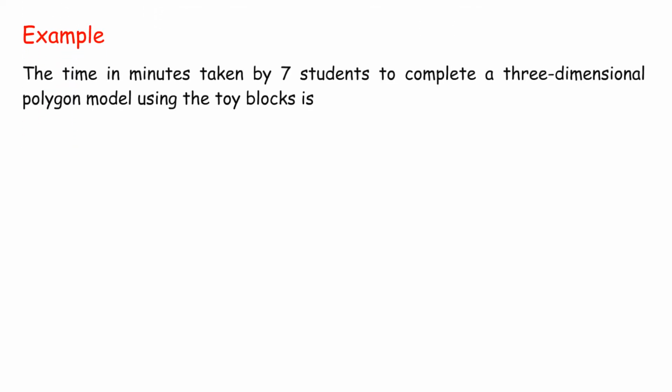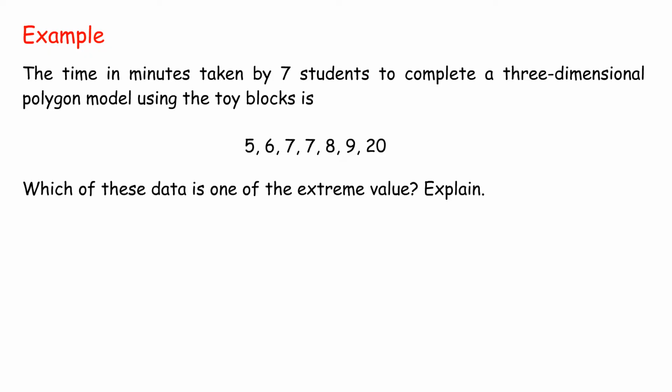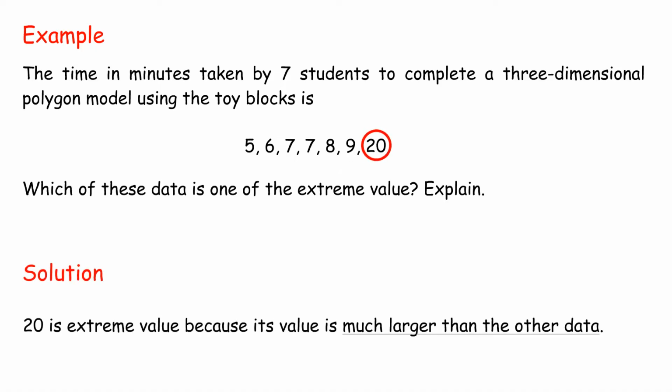Example: the time in minutes taken by 7 students to complete a 3-dimensional polygon model using toy blocks is 5, 6, 7, 7, 8, 9, 20. Which of these data is an extreme value? Explain. Solution: 20 is an extreme value because its value is much larger than the other data.